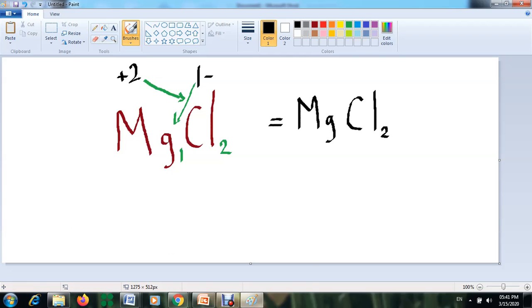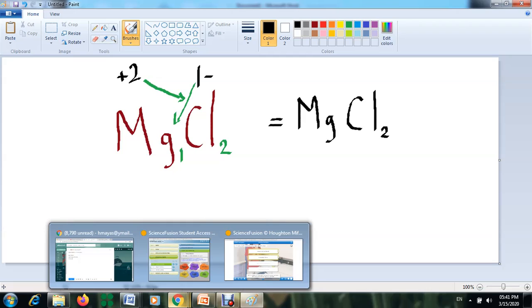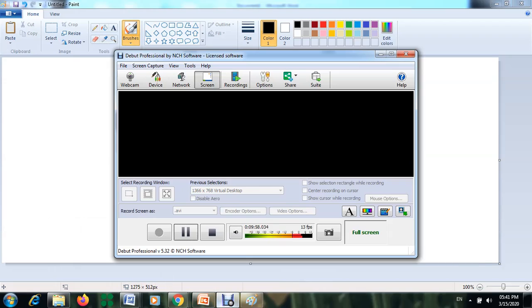To practice how to write the chemical formula, just check the portal. You have worksheet number 3. For questions or more information, you can send me a question anytime. Thank you for listening.